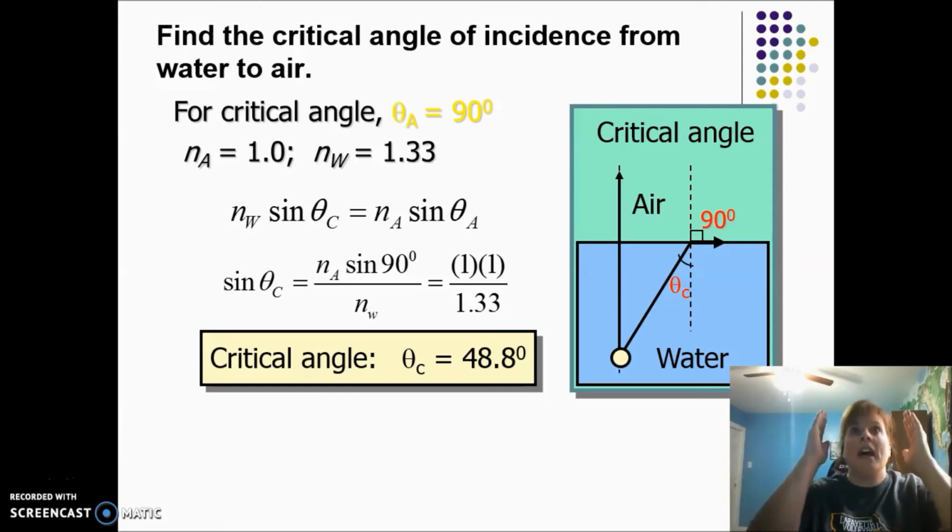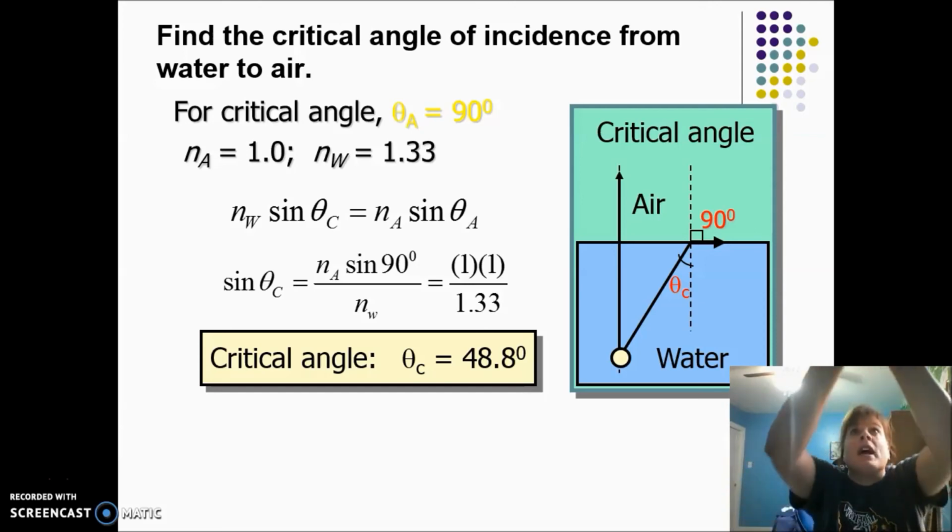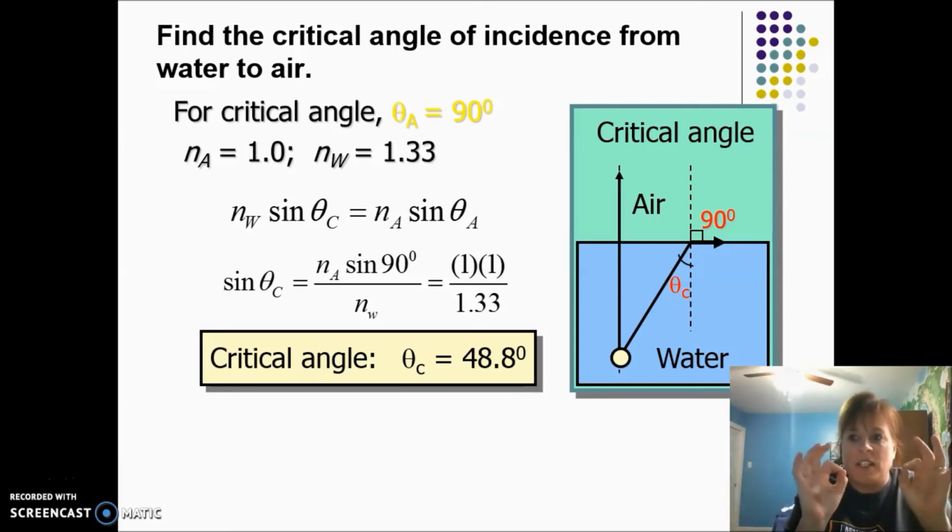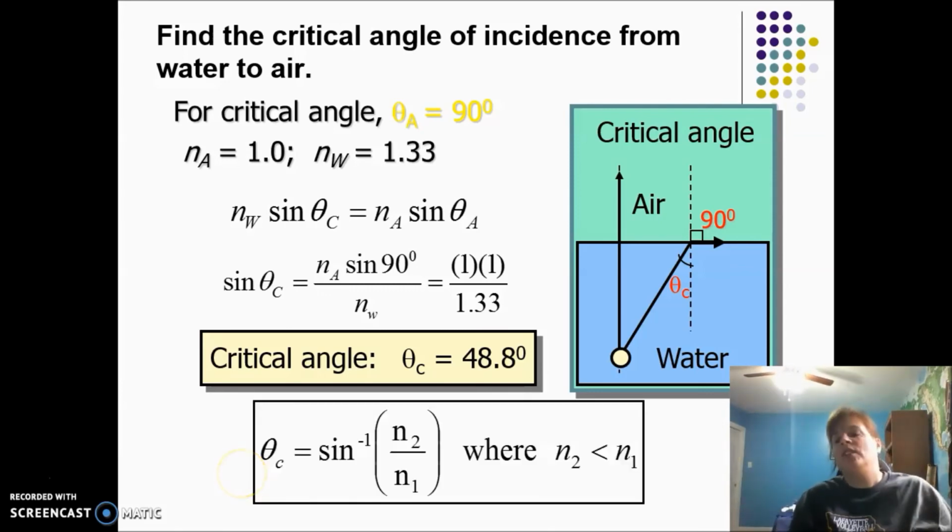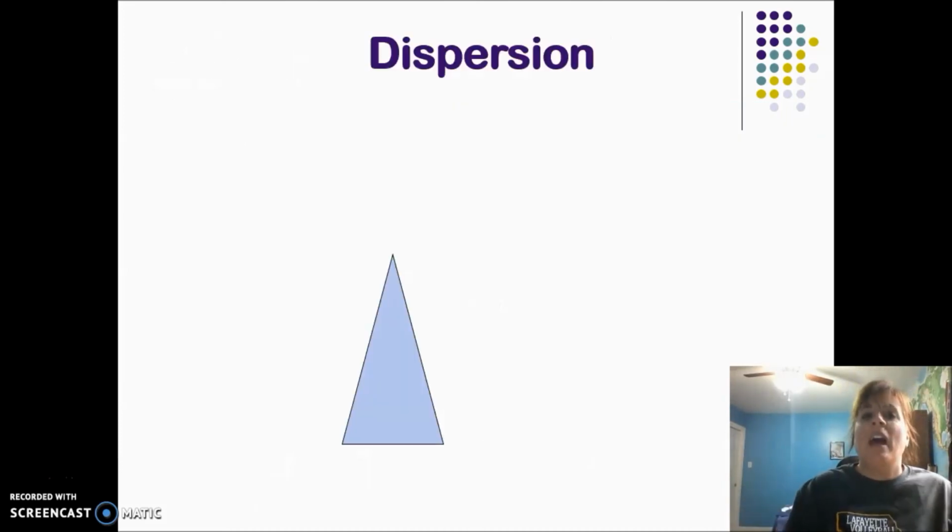So as soon as I turn my head so that the light rays going from my eyeballs to the surface make an angle of 48.8 degrees to the normal, then everything's going to be fuzzy. And then I get to 48.9, suddenly I see a reflection of all the stuff that's in the water with me. So there actually is a formula for the critical angle, although you just get it from Snell's law. The critical angle is the arc sine of the ratio of n2 to n1. And remember, n2 has to be less than n1. Refraction is 90 degrees.